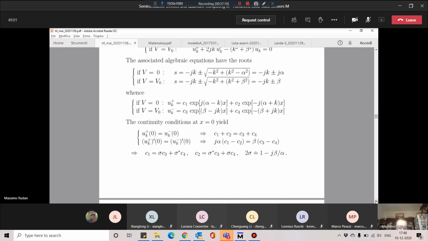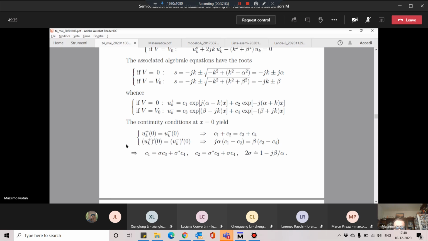So the first condition is relatively easy because we are in the origin. So we impose that U_K plus at 0 be equal to U_K minus at 0, but this obviously provides C1 plus C2 equal to C3 plus C4. You simply let x equal to 0 in the exponents, and then you find this, okay?